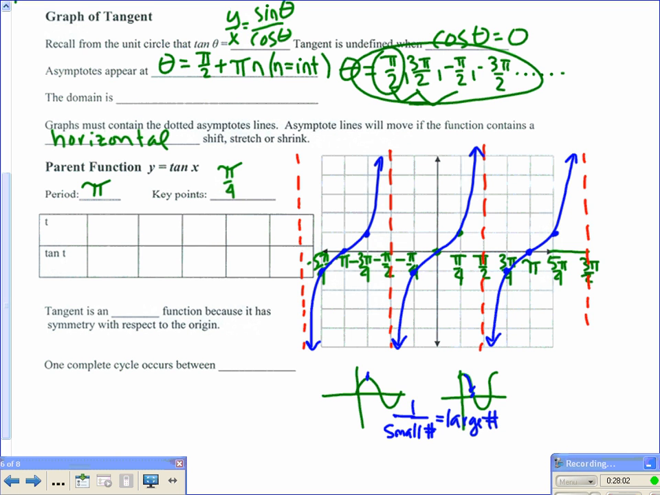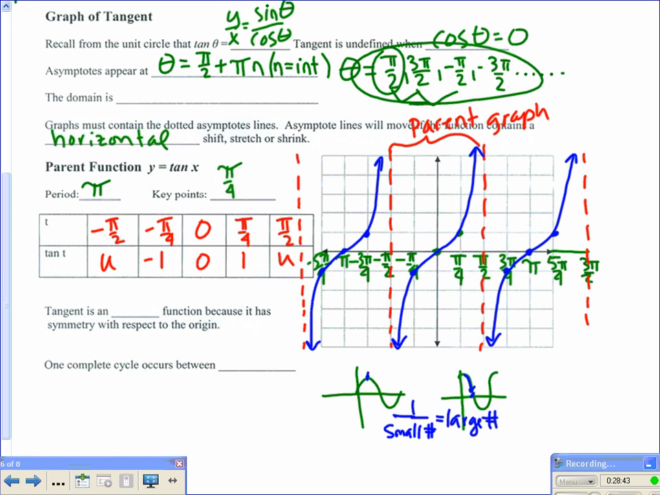So from here to here, this is my parent graph for tangent. So the parent graph is different, and notice it had some negative values and some positive values. When I'm doing the parent graph of tangent, I usually put 0 in the middle, and then I count with the key points. So this would be pi over 4. This is going to be pi over 2, negative pi over 4, and negative pi over 2. So tangent here is undefined, negative 1, 0, 1, and then undefined again. Those are the values that I used for my parent graph of tangent.